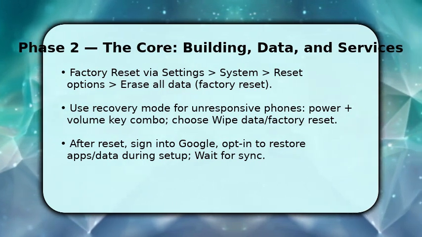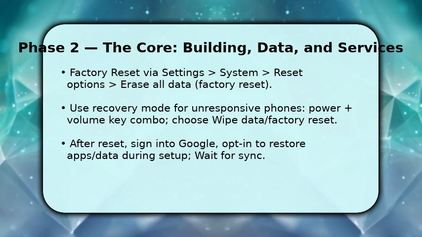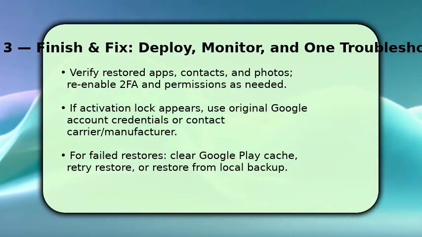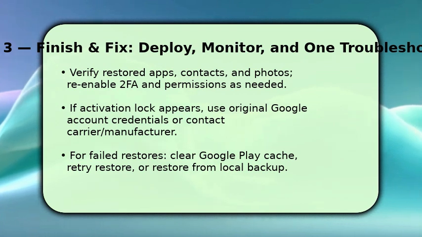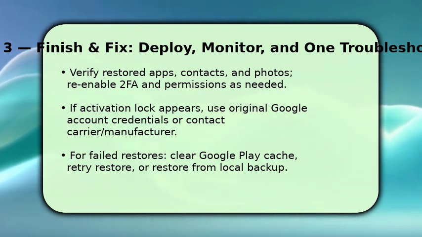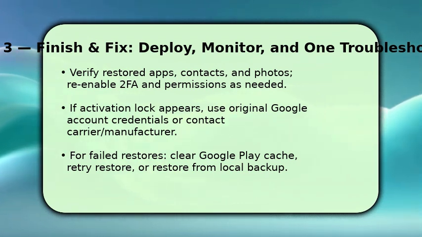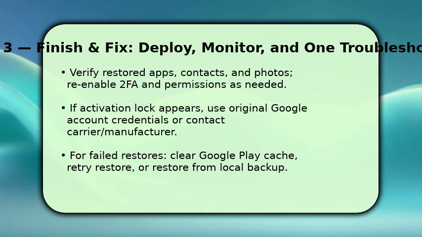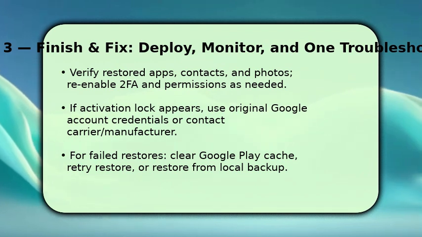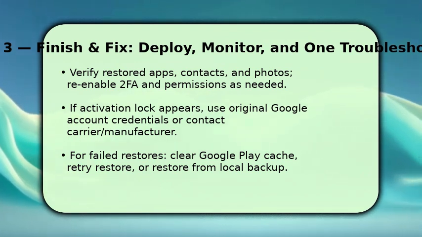You finish by verifying that apps, contacts, and photos have returned. Re-enable two-factor authentication and review app permissions to restore normal function. If you hit an activation lock, sign in with the original Google account credentials. If that fails, contact the carrier or manufacturer for proof of ownership procedures. For restore failures, clear Google Play and Google Services cache, reboot, and retry the restore. Alternatively, restore from a local backup you made earlier. If issues persist, use safe mode to isolate.